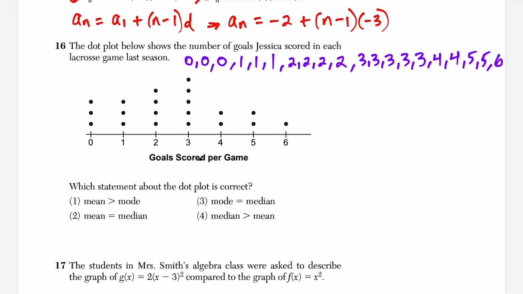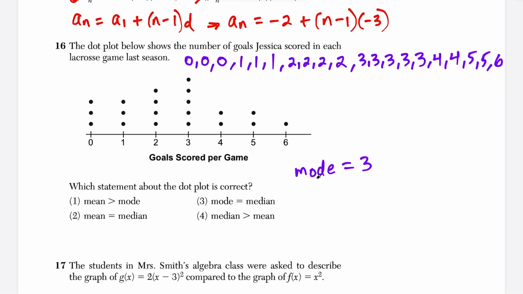So when we're looking for the mean, median, and mode, I'll find the mode first. The mode we're going to find by just looking for which one shows up most frequently, and that would be 3. Okay, the games where Jessica scored 3 goals, there was the most amount of those games. That happened 5 times versus second place was 2 goals per game. She had 4 games where she scored 2 goals.